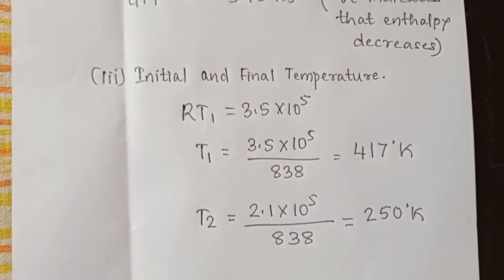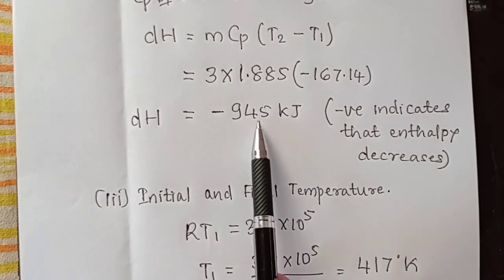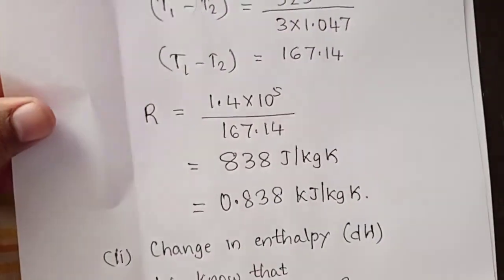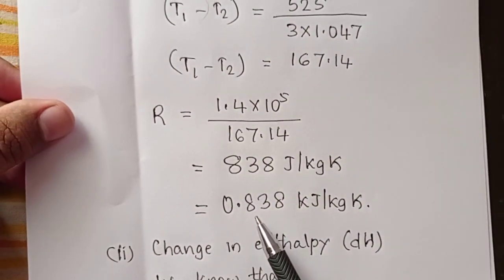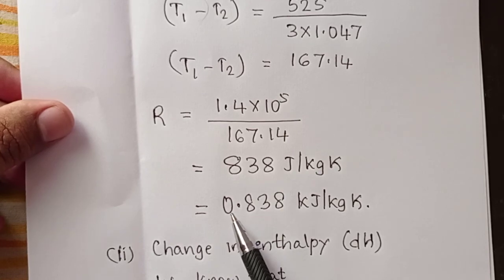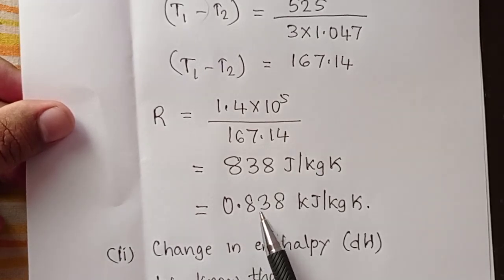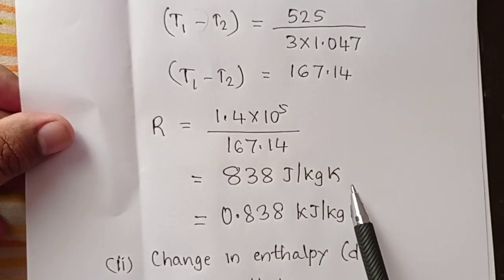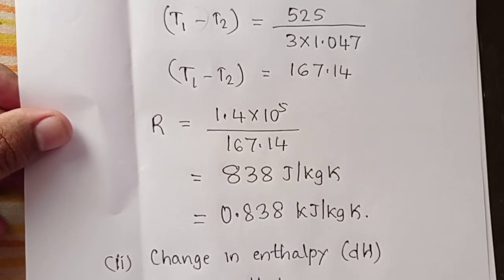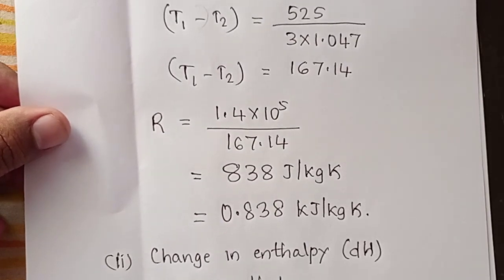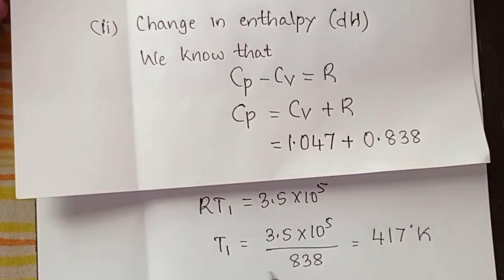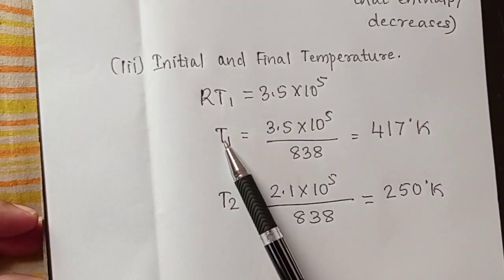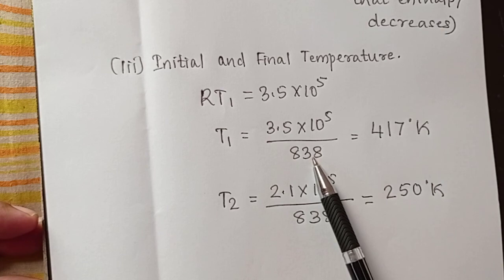Then I have found out the value of dH. Also I have found out the gas constant R, that is 0.838 kilojoules per kg Kelvin or 838 joules per kg Kelvin. So I am taking this 838 joules per kg Kelvin for calculating the values of T1 and T2 in this equation.